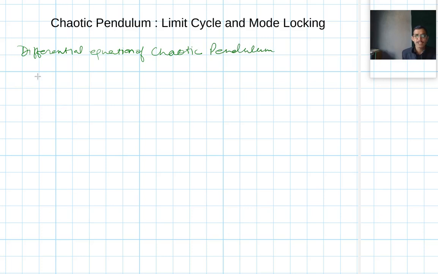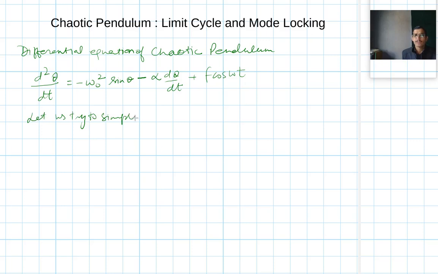So following is the differential equation of chaotic pendulum, that which we have derived in the early lecture. d square theta by dt square is equal to minus omega naught square sine theta minus alpha d theta upon dt plus f cos of omega t. To be solved on a computer, let us try to simplify it. So for this, let us consider that y1 is equal to theta and y2 is equal to d theta upon dt, where theta is a function of time.